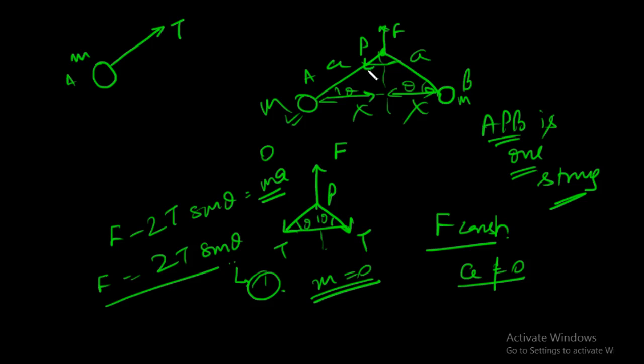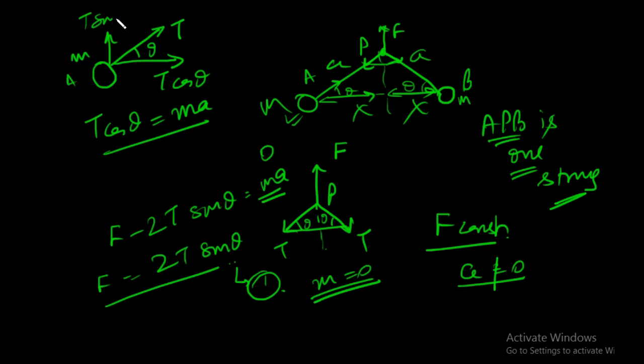Because here we had assumed T, so here will be T. Alright, this is T and this is the angle theta. So what would be here? T cos theta would be equal to mass into acceleration. Since this is pulling this mass in the horizontal direction, this component will be T cos theta and this component will be T sin theta, right?